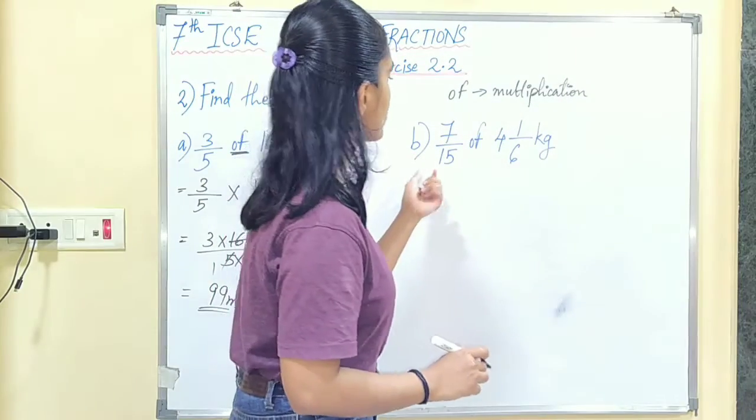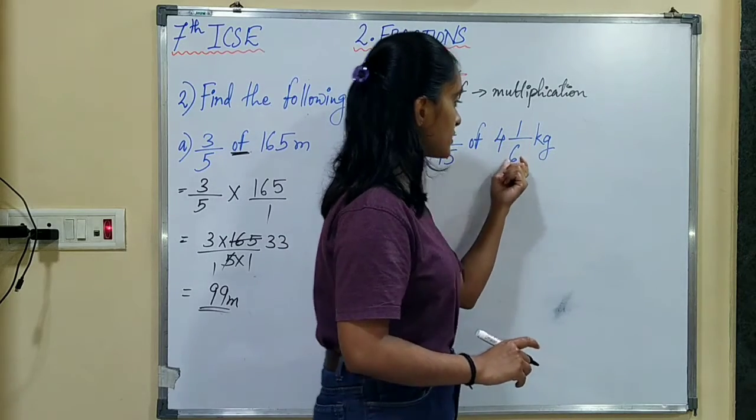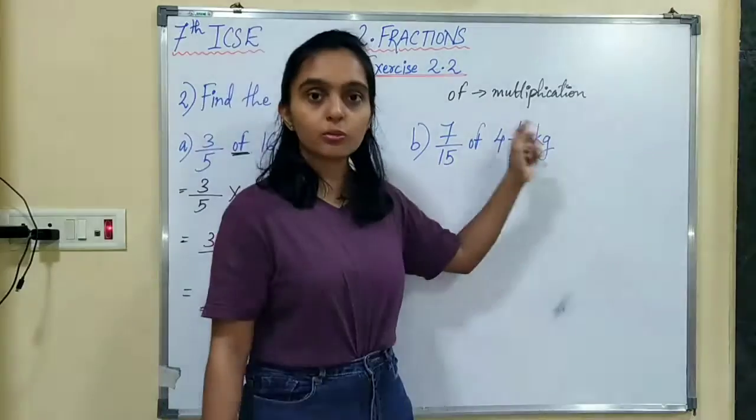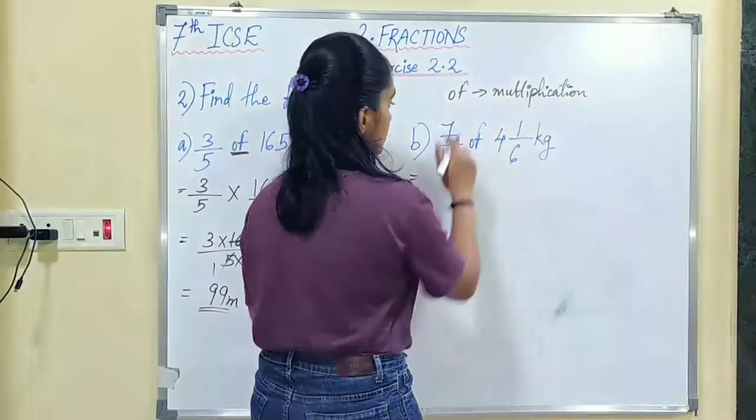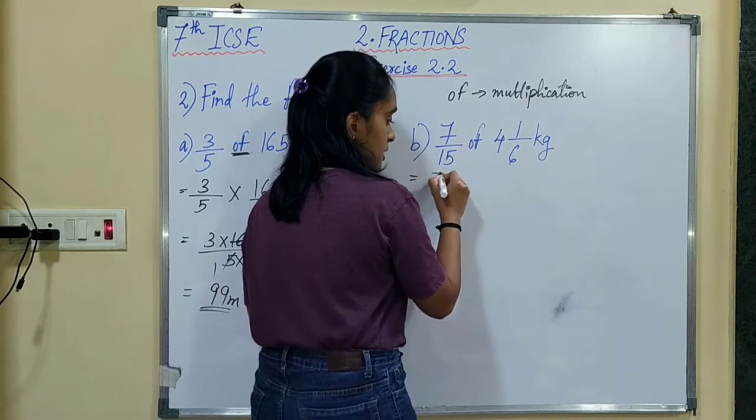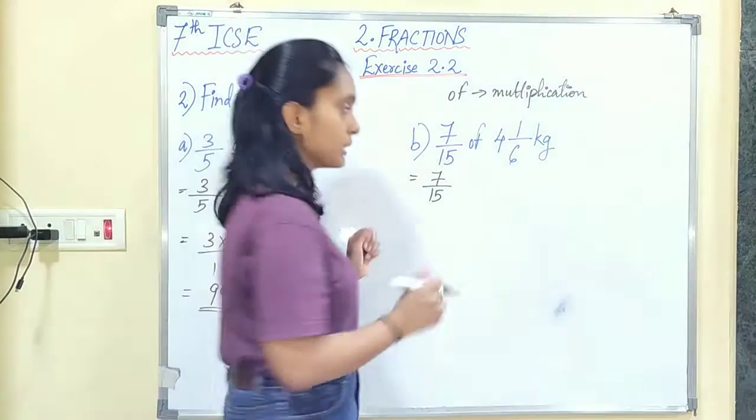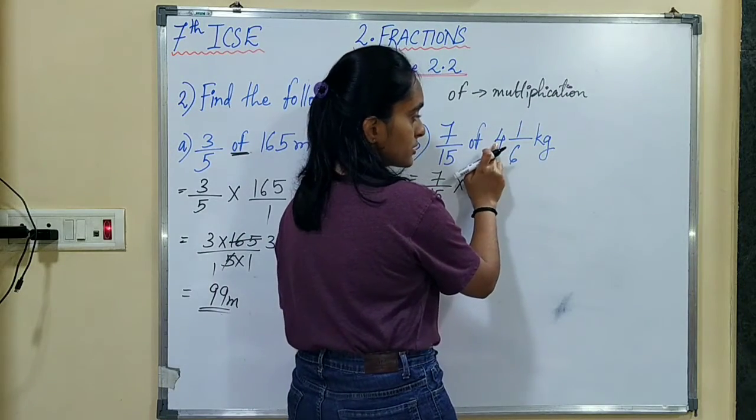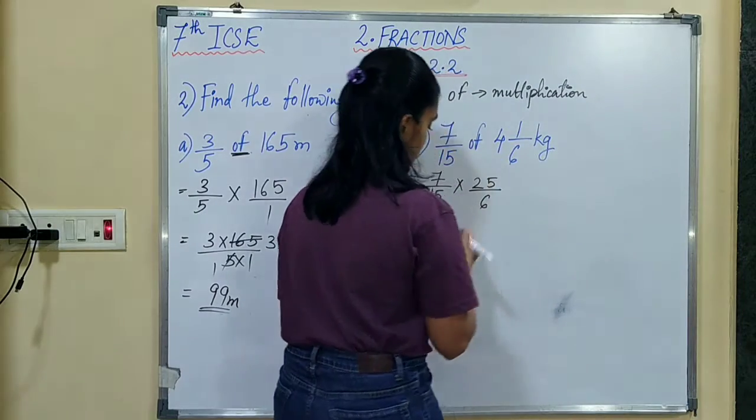Okay. Now the B question: 7 upon 15 of 4 integer 1 upon 6 kg. Here the second fraction is a mixed fraction. So the first step here is to convert it into an improper one. So this will be as it is, 7 upon 15. Of will be again replaced by multiplication sign. And this 6 fours is 24 plus 1, 25 upon 6.